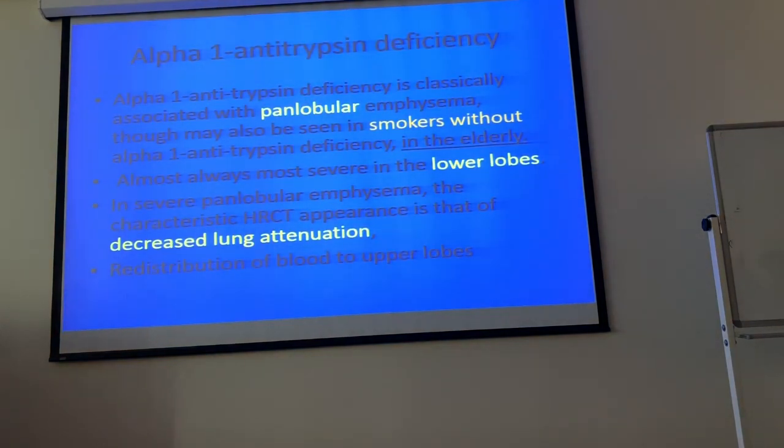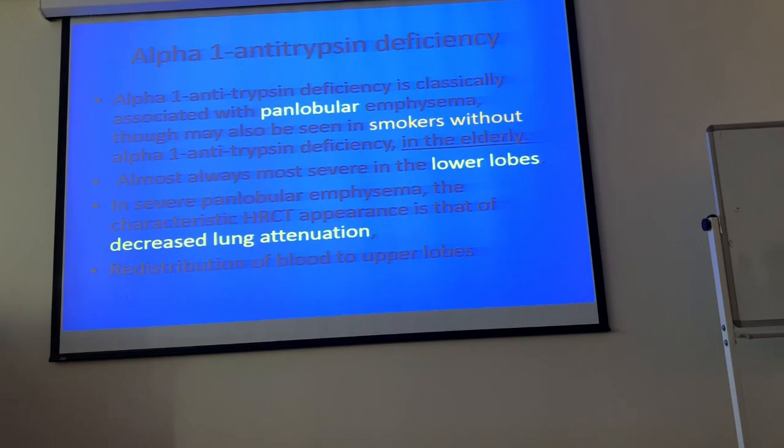So if you cut the fissure, you will have lower attenuation. So alpha-1 antitrypsin deficiency is classically associated with pan-lobar emphysema, and although it can be seen in smokers without alpha-1 antitrypsin deficiency, especially in elderly people, almost always it is most severe in the lower lobes.